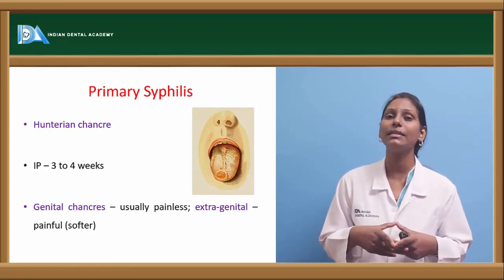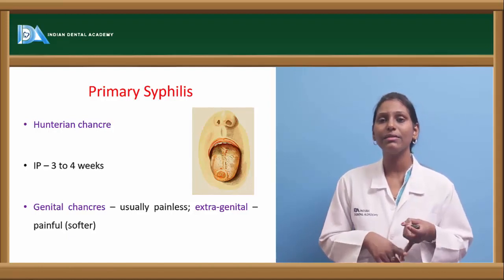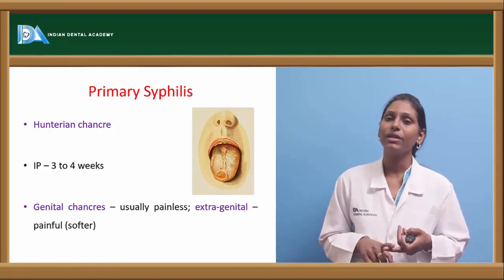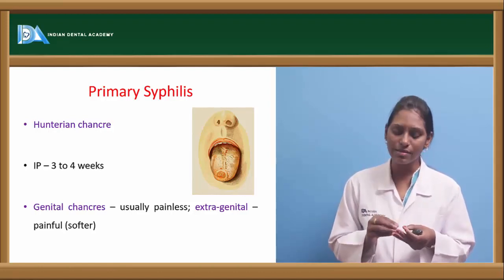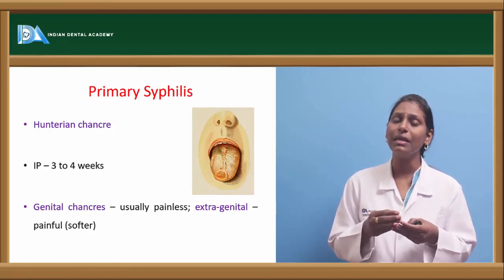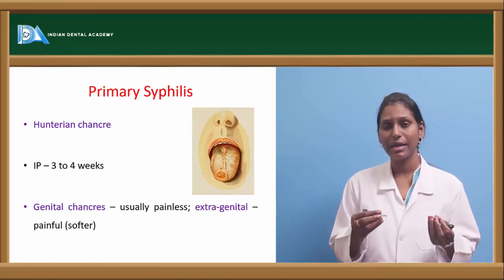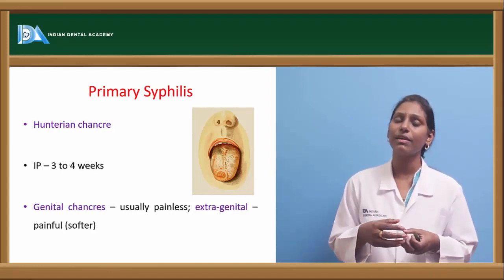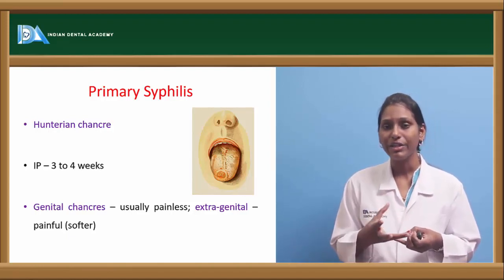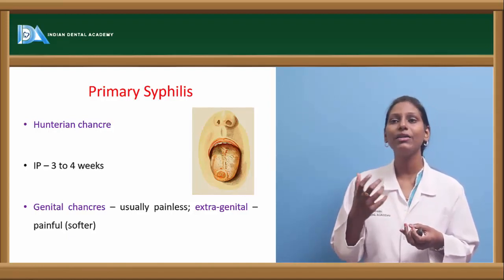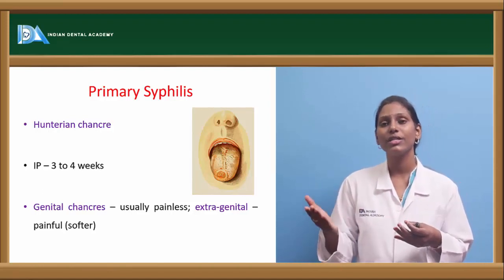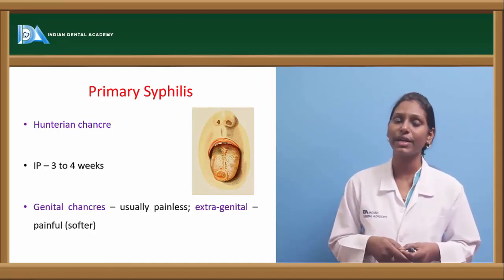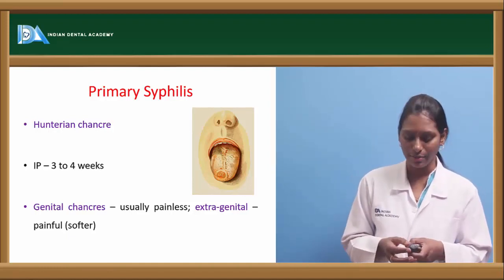Genital chancres are usually seen at the glans penis or prepuce, the area of the prepuce of the glans penis, and also at the labia minora of the vulva region. These genital chancres, because they are present underneath, are not properly visible unless the skin is retracted. Extragenital chancres, as we have discussed, are usually seen in the oral cavity, in the palate region, in the nipple region, etc. Extragenital chancres are usually painful compared to genital chancres, and they are softer in consistency.